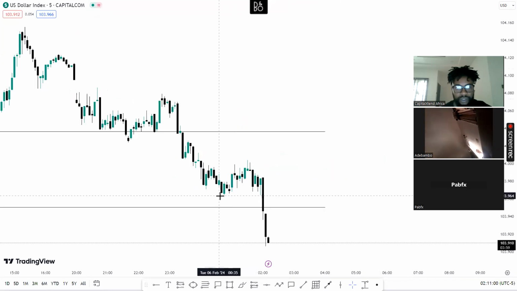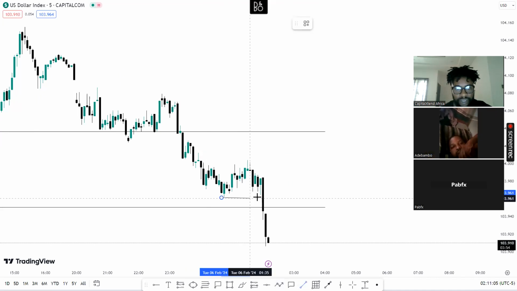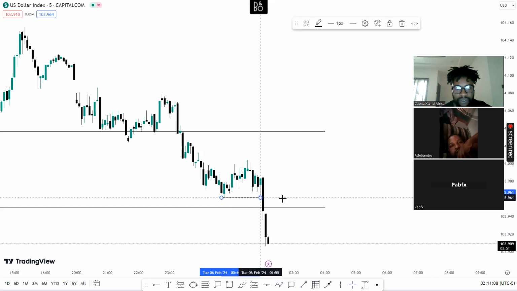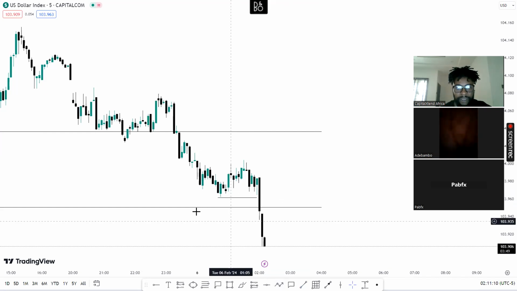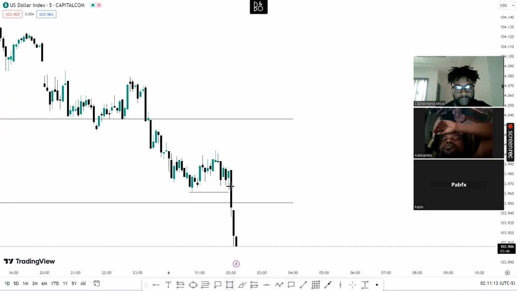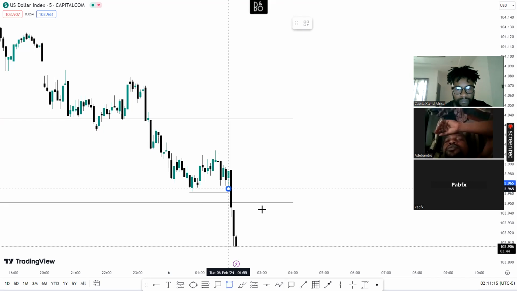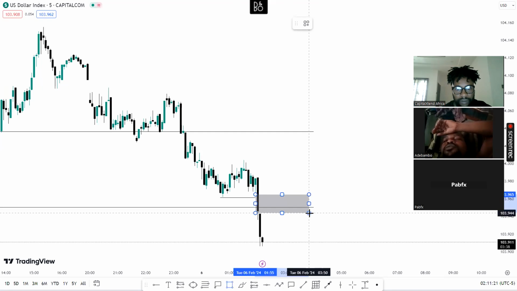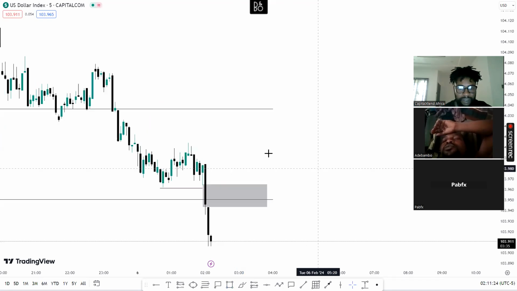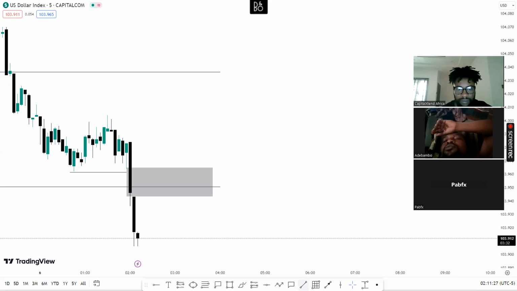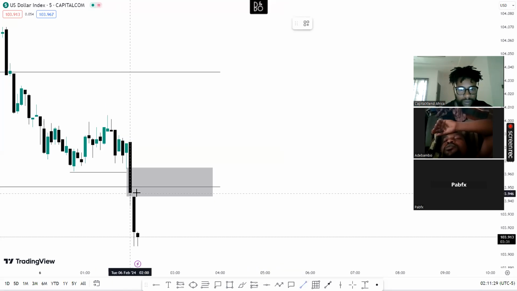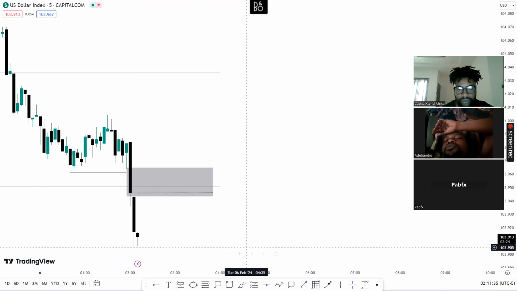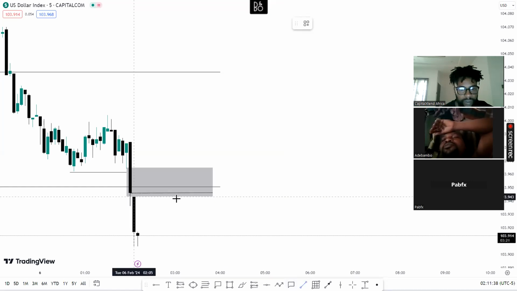Okay, now we've broken structure to the downside on 5 minutes. We have this breaker structure here inside our inversion. Now, what price would likely want to do is either come back to this gap. We have a volume imbalance here as well. So I'm expecting price to come back to this zone.